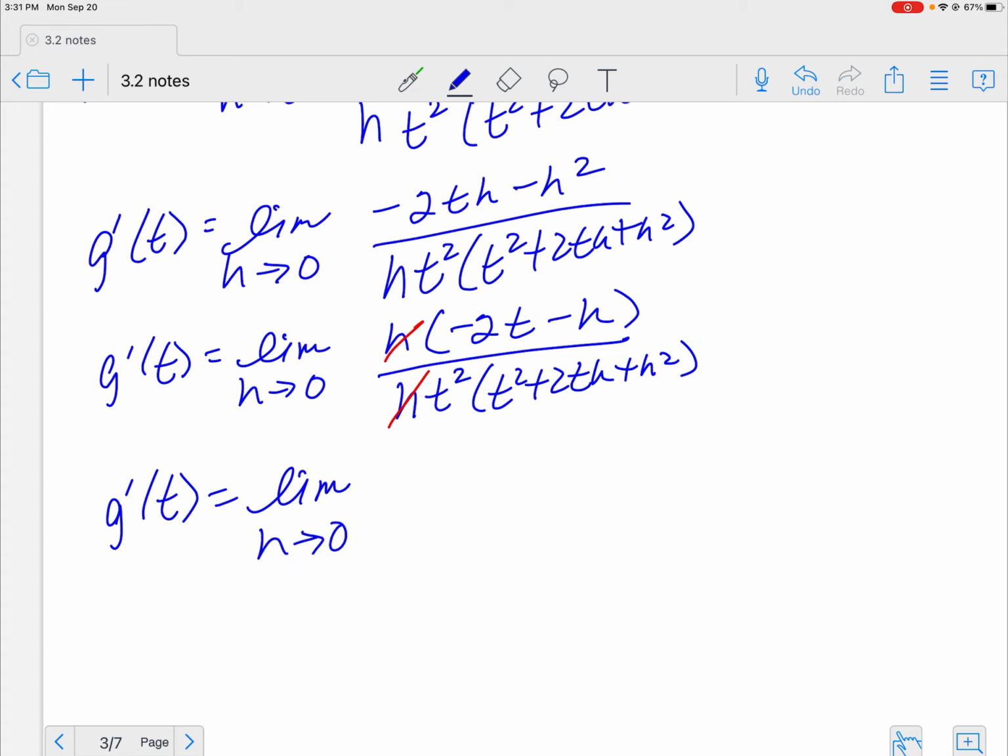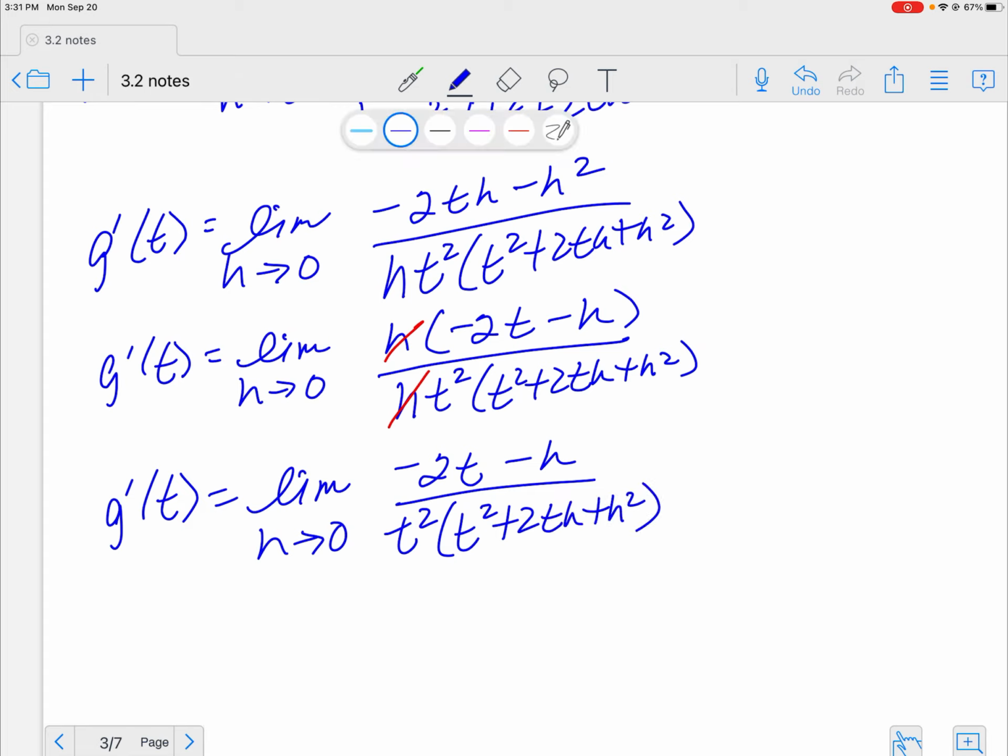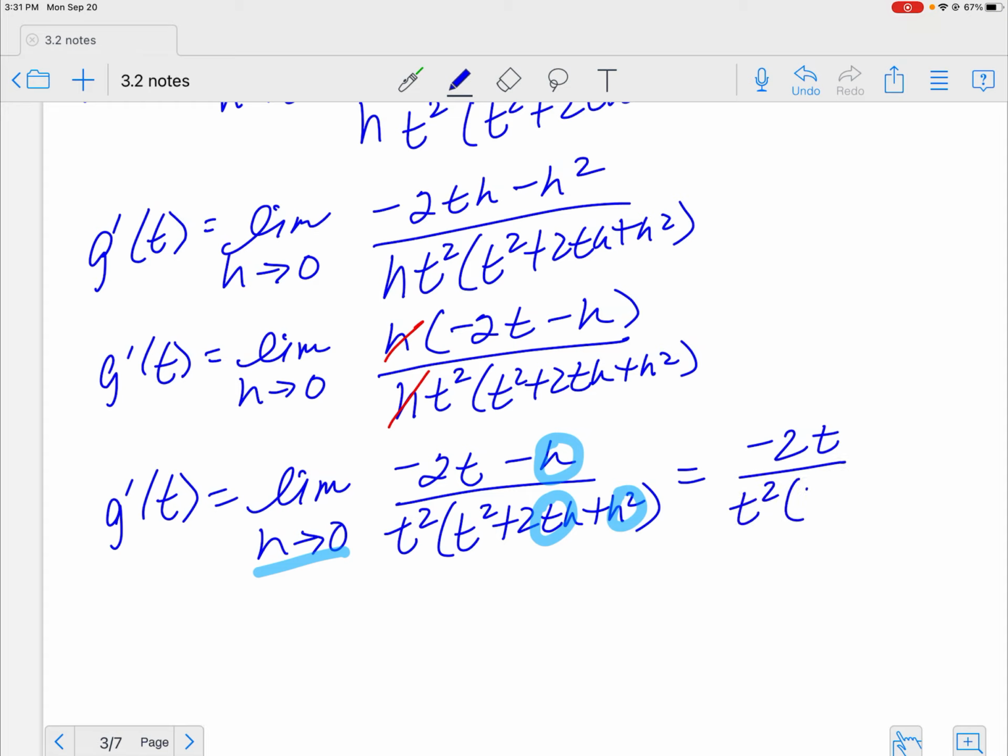So just keep writing it out. Organization, right? 98% of success in mathematics is what? Organization. I'm going to keep beating that drum. Negative 2t minus h over t squared plus 2th plus h squared. Now look what happens. After all that, I'm going to take this h and plug in a 0 everywhere I see an h. Oh, now that looks cool, doesn't it? So now I just have a negative 2t over t squared times t squared, right? Because both of those are zeros and the t squared is all I have left.